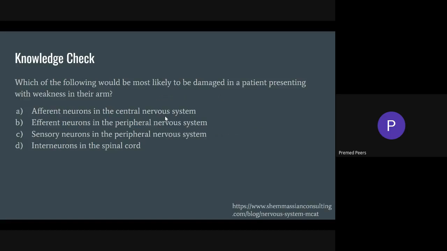Okay. So let's do a quick knowledge check. Which of the following would be most likely to be damaged in a patient that presents with weakness in their arm? I'll give you all a minute or two to think about that. And if you're comfortable, please drop something in the chat. It's okay to take a guess.